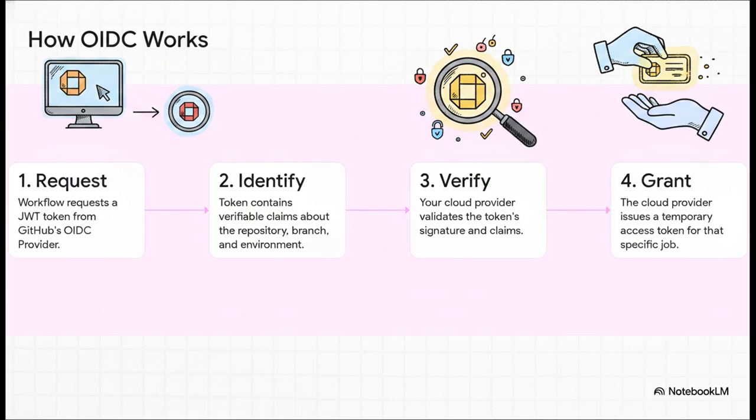So how does this OIDC magic actually work? It's pretty clever. Your workflow basically pings GitHub and says, hey, I'm running a job for this specific repo and this specific branch. GitHub's OIDC provider then issues a signed token, a JWT, with all that info baked in. Your cloud provider, like AWS or Azure, checks that token's signature, validates the claims, and only then does it issue a temporary access key that expires the second the job is done. It's like getting a single-use ID badge instead of the master key to the entire building.